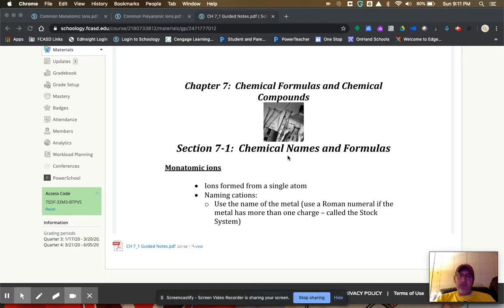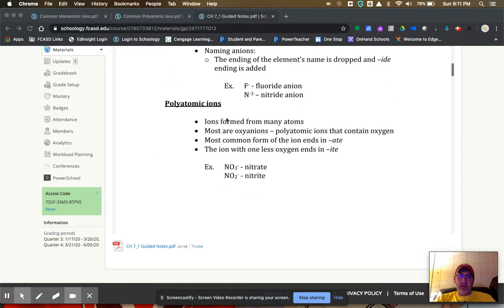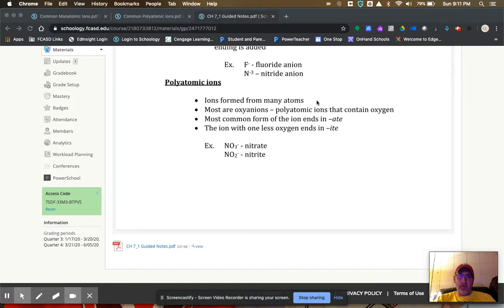The crisscross method is still what we'll be using to get our charges to be equal and opposite, and it's very similar. So once you get used to using the polyatomic ions, it's not much different than using your monatomic ions. So let's jump down to your notes with the polyatomic ions.